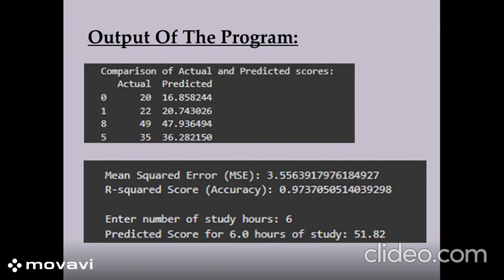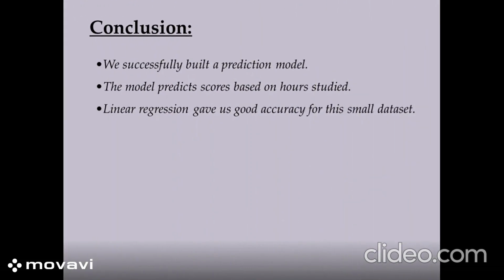So here is the output of the model. The predicted scores are quite close to the actual scores, which means the model is working well. So, we trained a linear regression model on student data, predicted marks based on study hours, evaluated it with an 80 to 20 split, and found it is accurate.